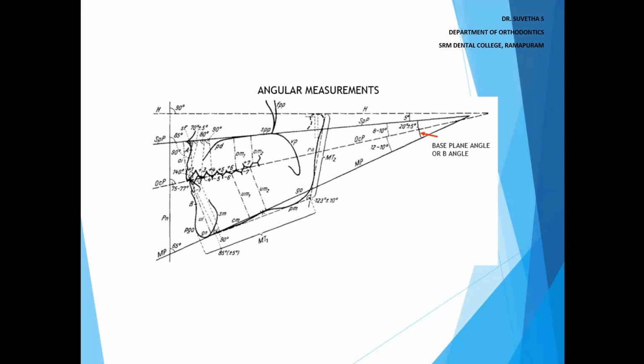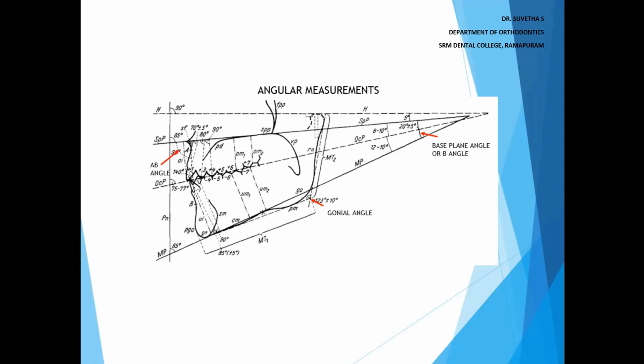The angle formed between the SPP and the mandibular plane is the basal plane angle. Basal plane angle is usually 20 degrees plus or minus 5 degrees. If it is reduced, then the patient is having a reduced lower facial height. If it is increased, the patient is having an increased facial height. The next is the gonial angle. The angle formed at the angle of the mandible, between the ramus and the lower border of the mandible, is the gonial angle. It should be around 123 degrees plus or minus 10 degrees.